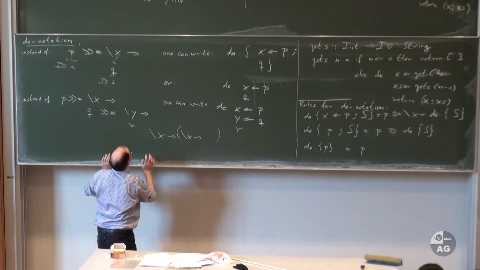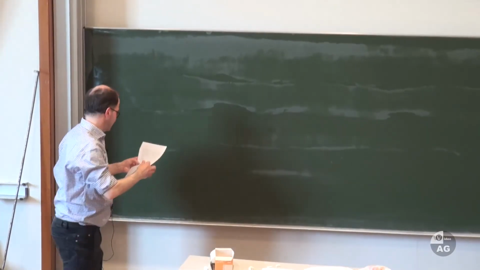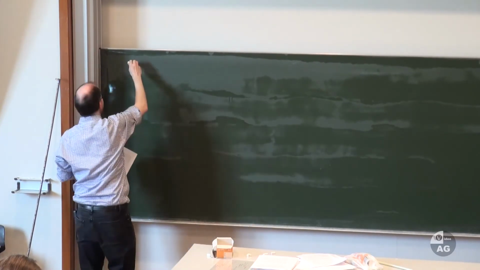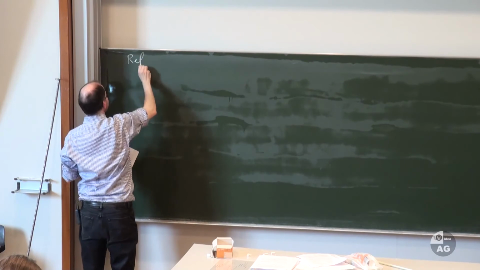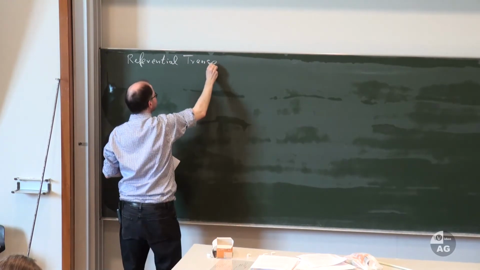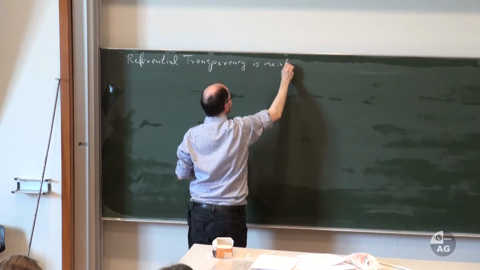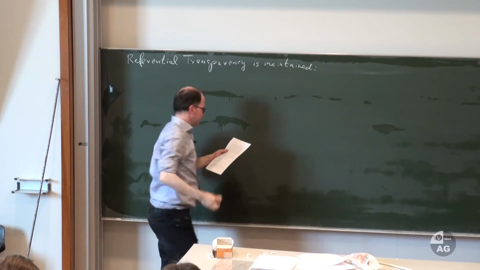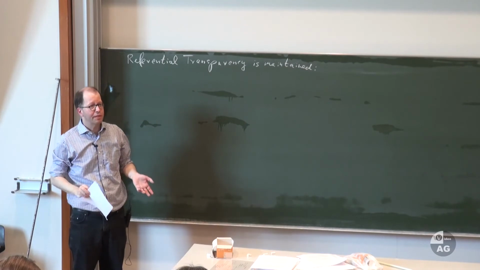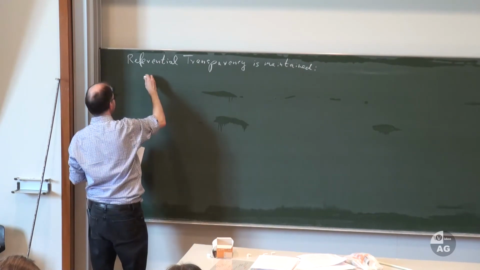Okay, but I have to wipe the board once more. So what's the nice thing about this I/O monad? The nice thing is that referential transparency is maintained. So in other words, everything that might depend on the outside world, so everything that might depend on input and output, is always encapsulated inside these I/O actions.